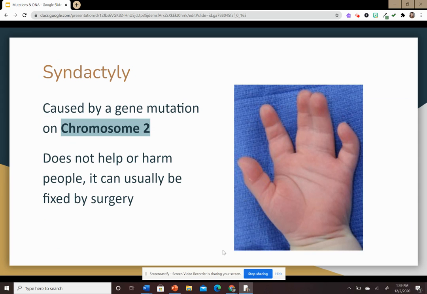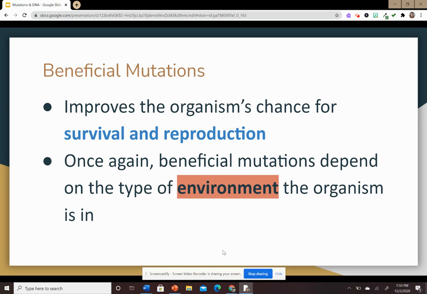Anyways, and then there's this thing called syndactyly. It's caused by a gene mutation on your chromosome 2. And basically, it's just where sometimes your fingers or your toes are fused together. And again, it can look a little strange, I guess, but if you never got it fixed by surgery, it wouldn't really hurt you. And it doesn't really help you either. It's just a mutation, right? You could live with this and you'd be fine.